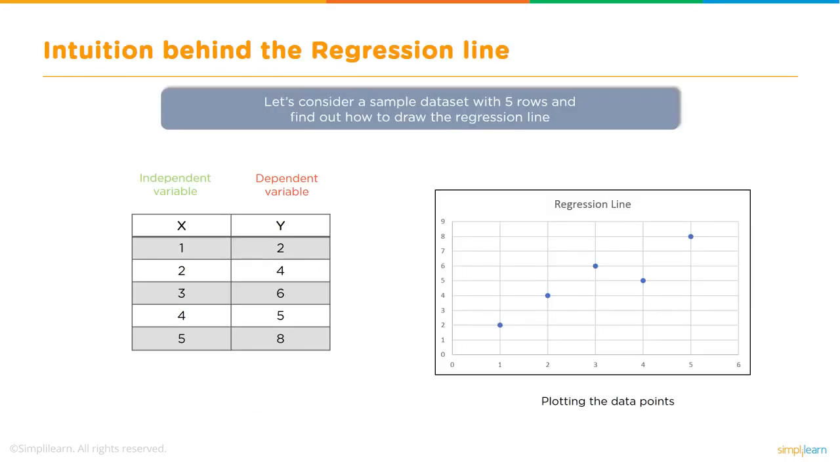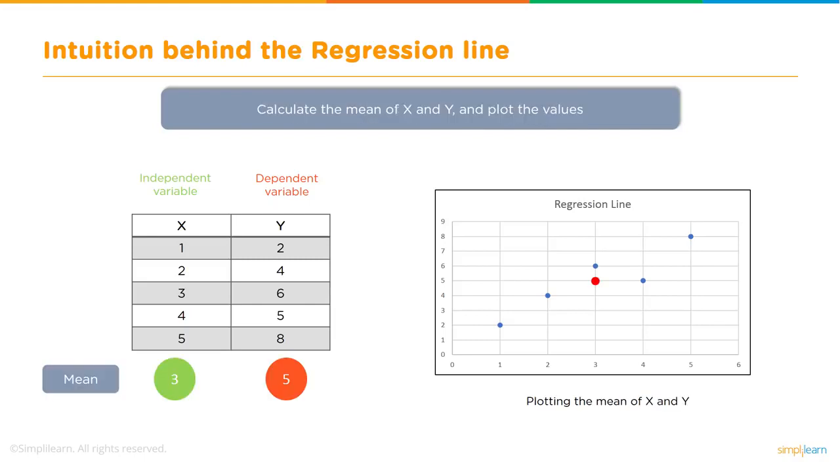Let's consider a sample data set with 5 rows and find out how to draw the regression line. So in here you can see we have an independent variable and our dependent variable, where we've taken some random data. In this case we have 1, 2, 3, 4, 5 for x, and we have 2, 4, 6, 5, 8 for y. And the first thing we do is we might plot it. If you look at the plot, you can see that it has a nice line through it. Just eyeballing it, you can guess that there's probably a linear regression model that will fit this data. Then we go ahead and calculate the mean. We take the mean of x and the mean of y, and you can see that we plotted that on there, 3, 5 for this particular data set.